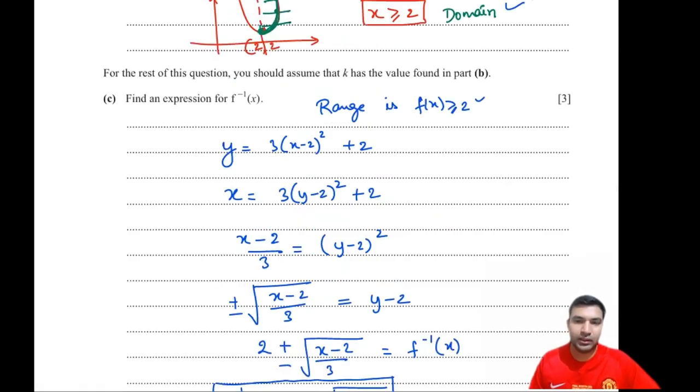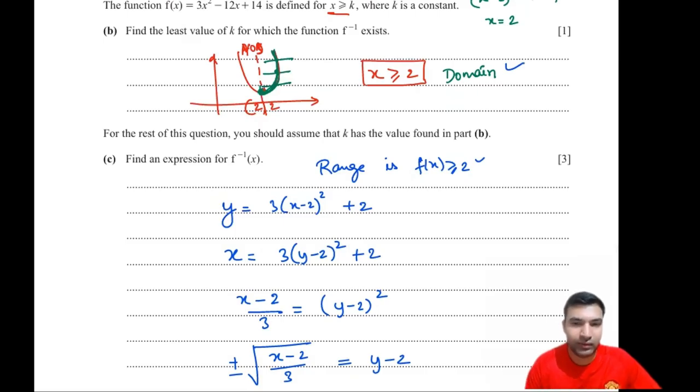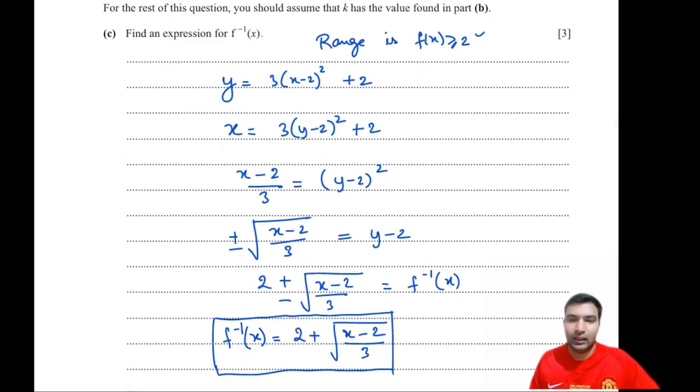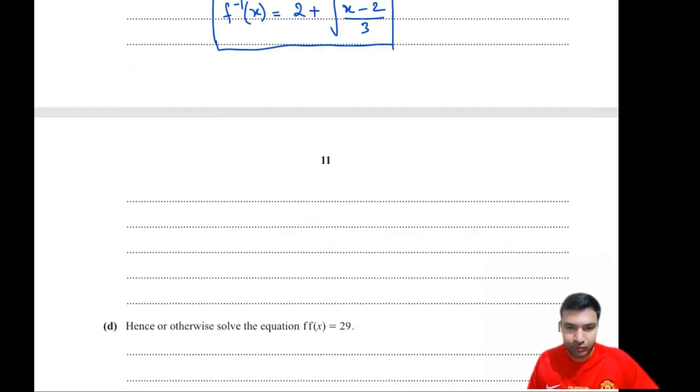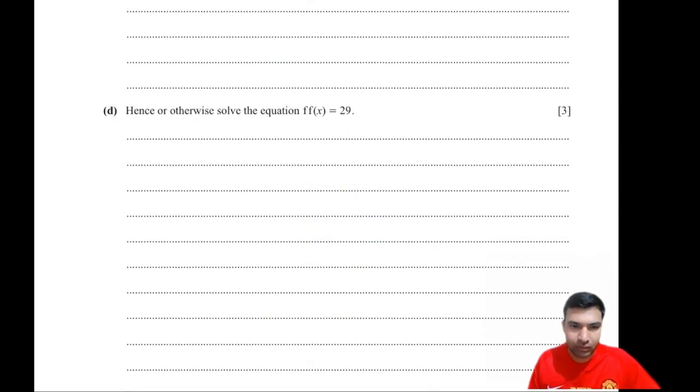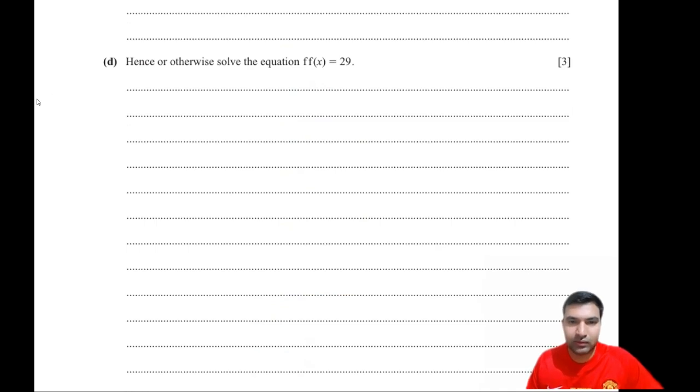So this is how we decide. The domain of f becomes the range of the inverse, and the range of f of x, which is f of x greater than or equal to 2, becomes the domain. And that is legitimate also: x should be greater than or equal to 2, then only it will be greater than 0. Perfect. Now part D is: hence or otherwise solve the equation.